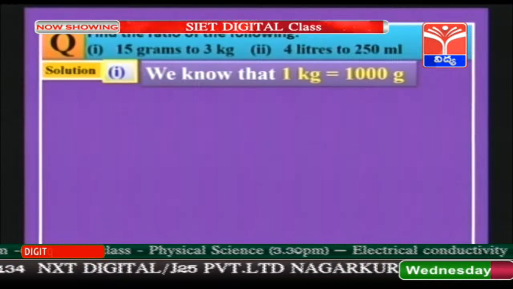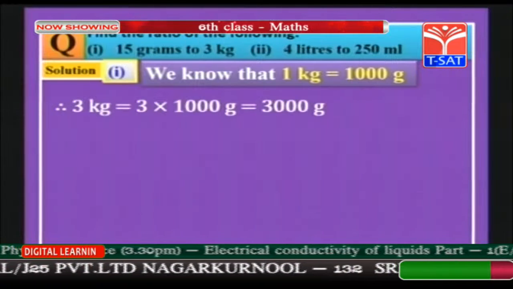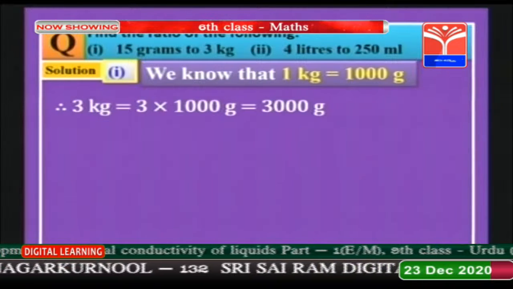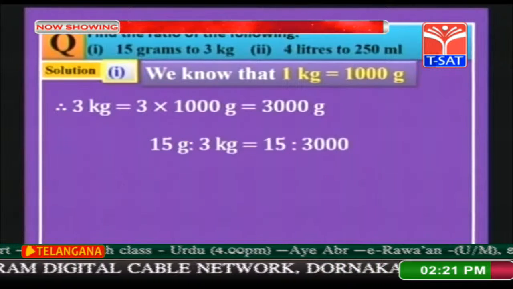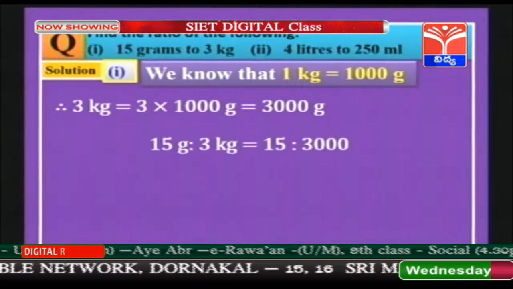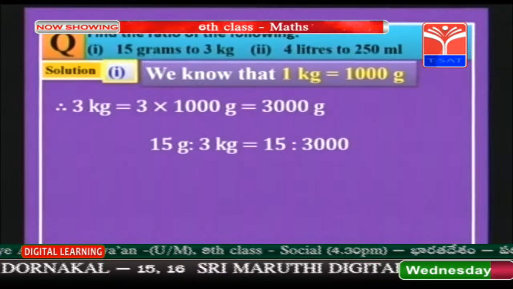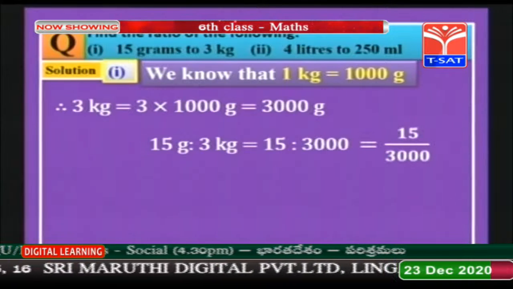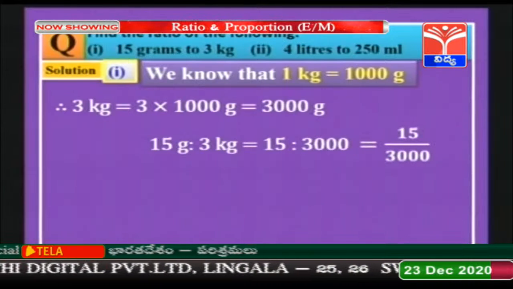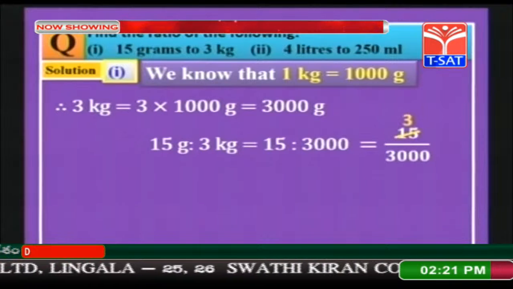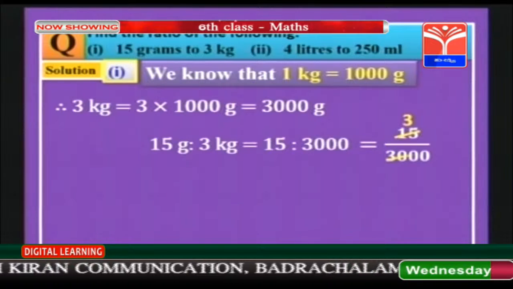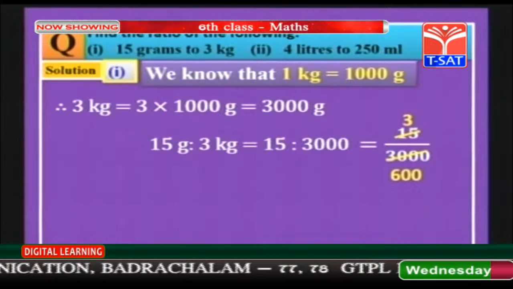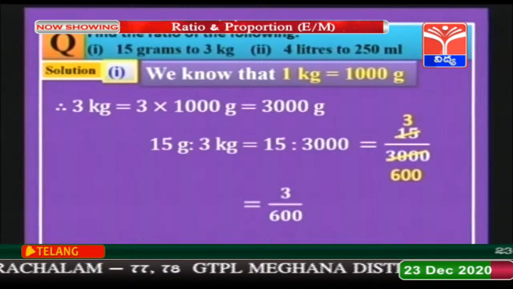So 1 kg is 1000 grams. Therefore, what will be 3 kg, children? 3 into 1000, which is 3000 grams. So 15 grams is to 3 kg is equal to 15 is to 3000. Now let us write it in the form of A by B, that is 15 divided by 3000. Now 15 we can cancel with 5, it goes 3 times, whereas here it goes 600 times. So we got 3 by 600.